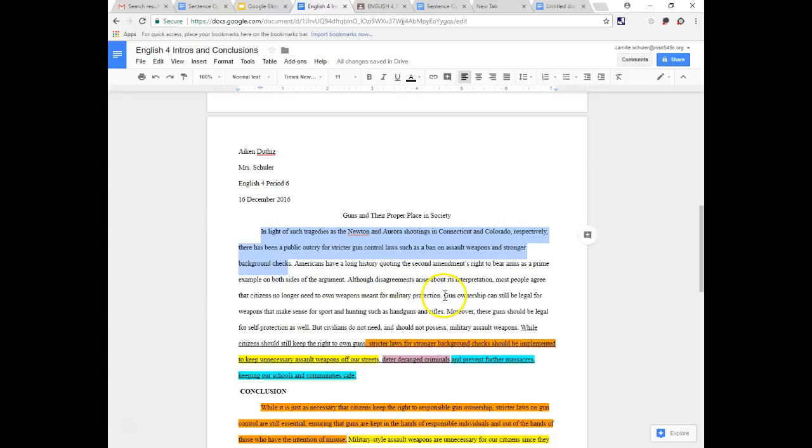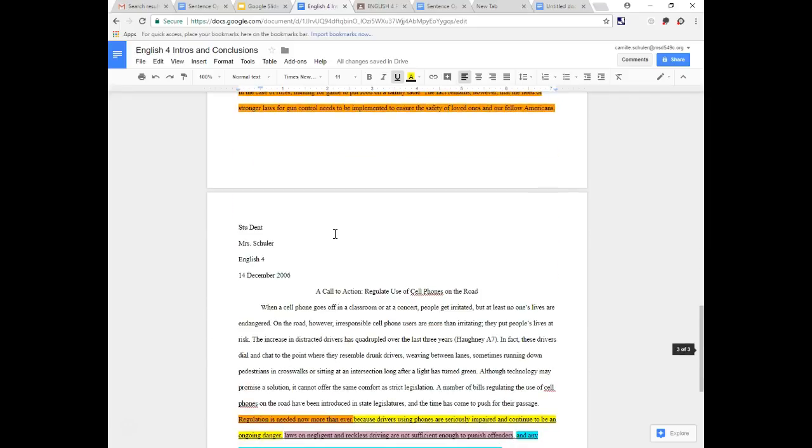And then here's the pivot. Although the third sentence is the pivot right here, although disagreements arise about its interpretation, most people agree that citizens no longer need to own weapons meant for military protection. Okay, so that's what the student is leading towards, and that self-protection is okay, but it is stricter background checks will help prevent unnecessary assault weapons from being on our streets, which then in turn deters deranged criminals, which then in turn prevents massacres. So hopefully you get this.